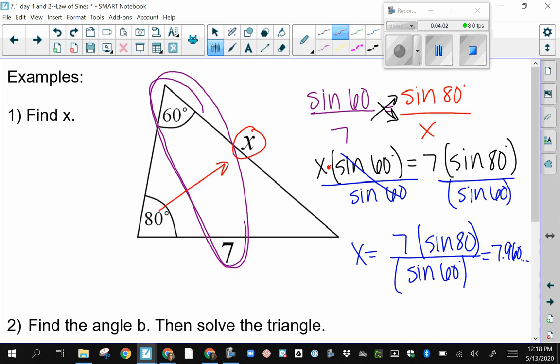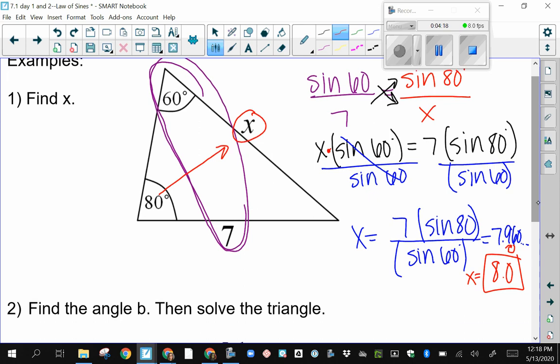They want us to round to whole numbers for the degree measures, but then for the sides, they say to round to the tenths. So if you think about rounding, the 6 is going to round the 9 up. So it actually ends up being 8.0 for x. All right, let's take a look at another example.